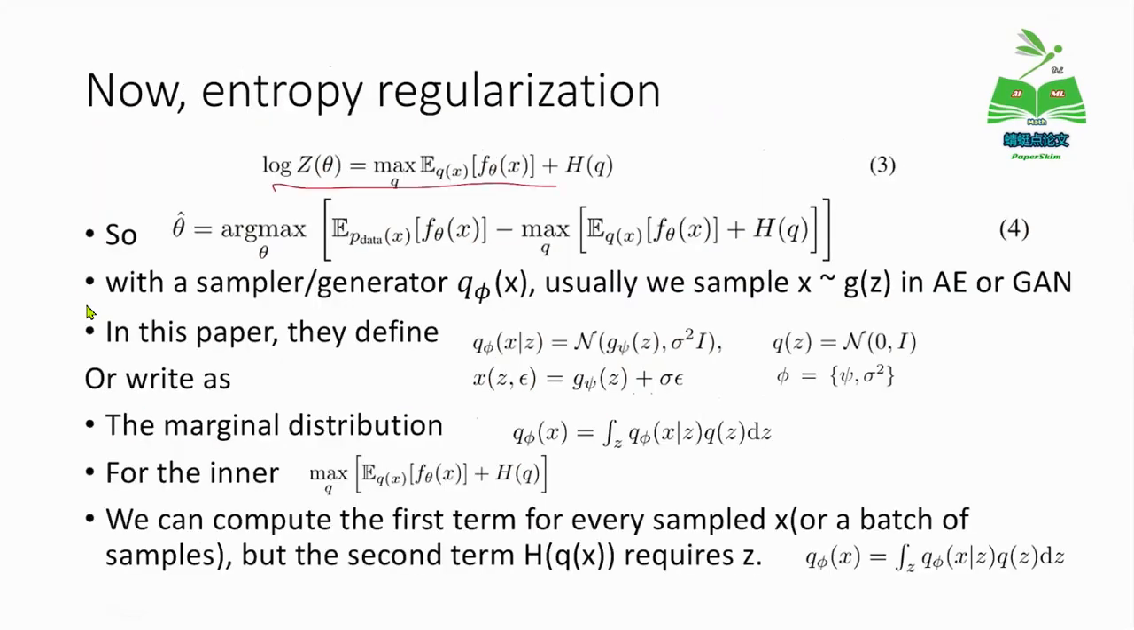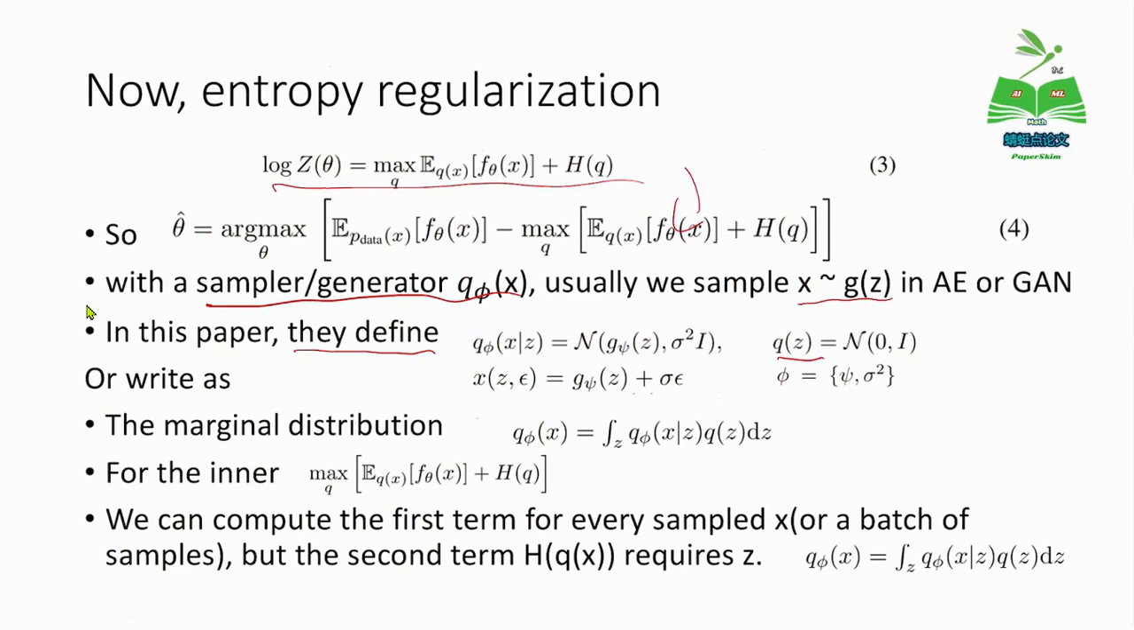Okay, and then we get the new definition of log z theta and we plug it into the objective function. Now we can add the new generator, or a sampler. And we know that in something like an autoencoder or GAN, we generate the X from a hidden variable Z with the generator. So in this paper, they define the distribution of the prior Z.